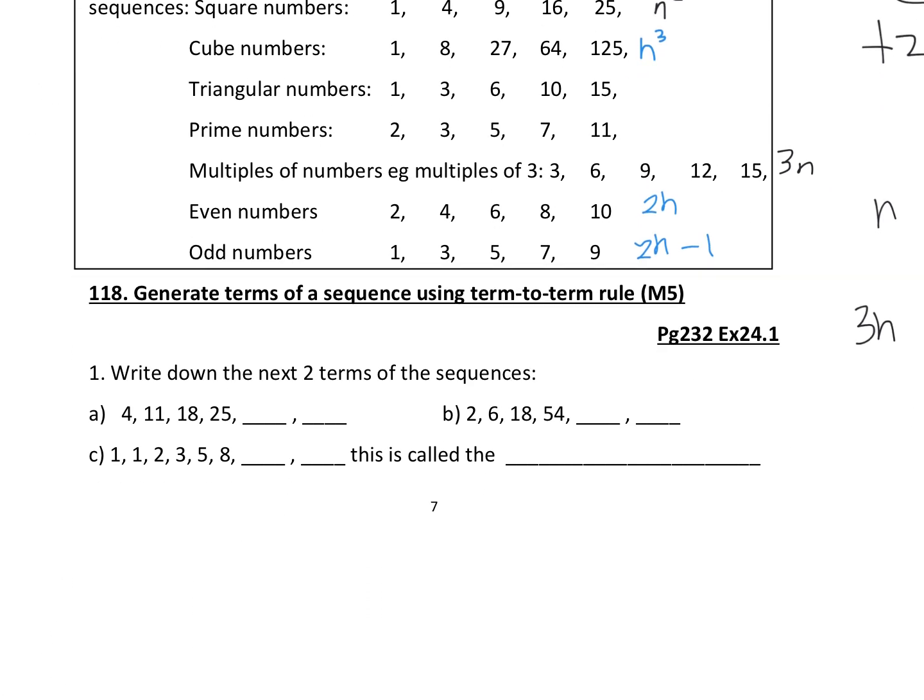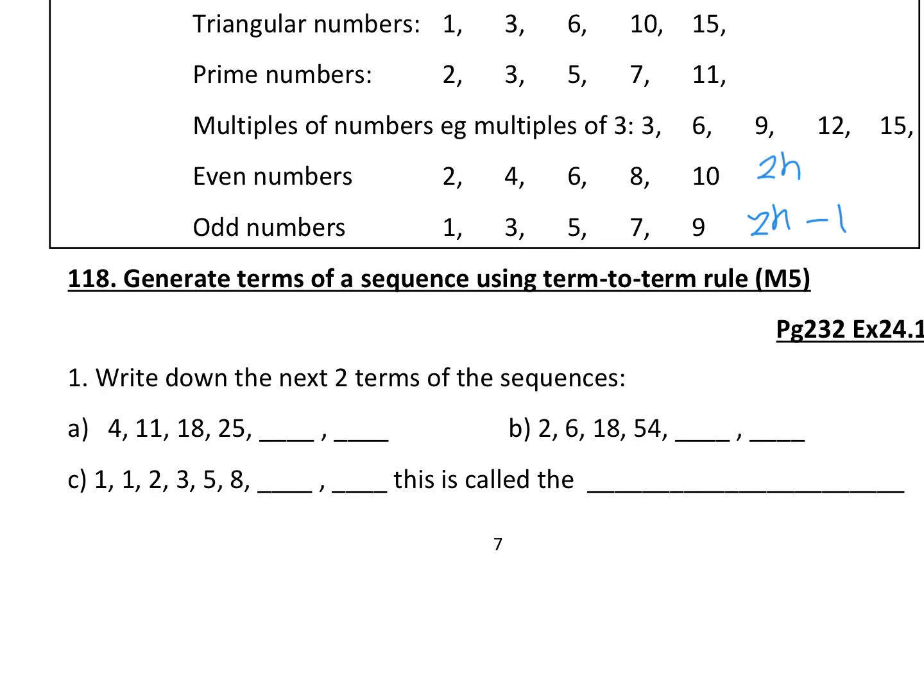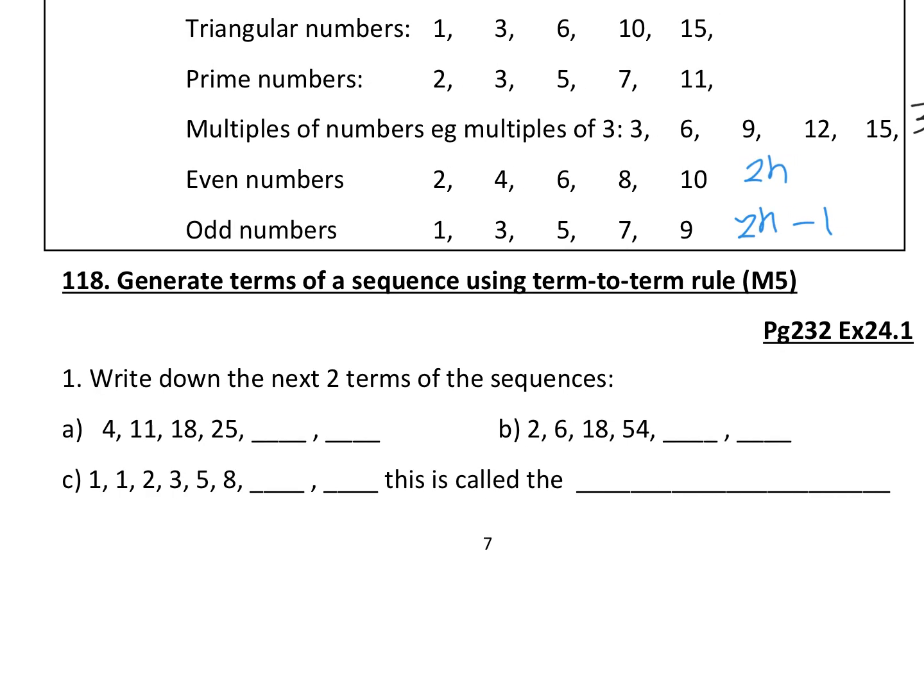Now we have to be able to generate terms then from using the term-to-term rule. That means if you know how to go from one term to the next, you should know how to get to the next one, then the next one, and so on. So we have to write in the next two terms of this sequence. It's adding 7, adding 7, adding 7, so we can see there's a consistent rule. So we'd add 7 on to 25 and we'd get 32. We'd add 7 onto that and get 39.